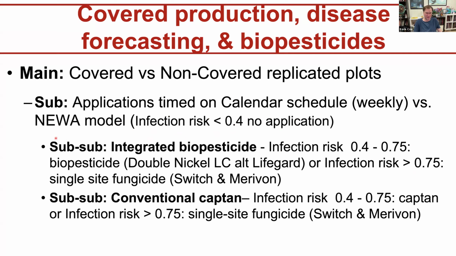And then within that, we do an integrated biopesticide program if the infection risk is between 0.4 and 0.75. We use Double Nickel alternated with LifeGuard. This is a defense inducer. This is antimicrobial. And if it's greater than that, we'll go to Switch or Merivon, the big gold standard heavy hitter materials. And in comparison to that, we do the same things, except in this case we'll go with Captan instead of a biopesticide, or we'll use one of the fancy products.